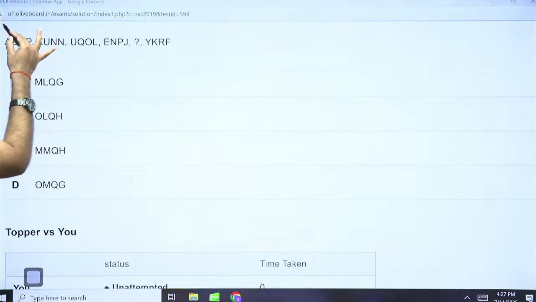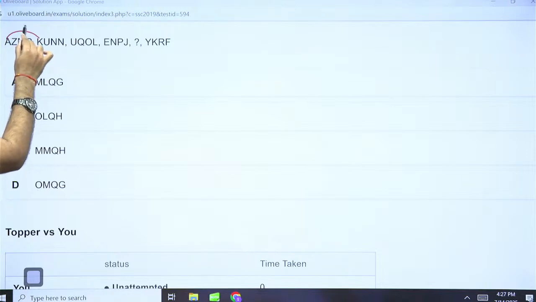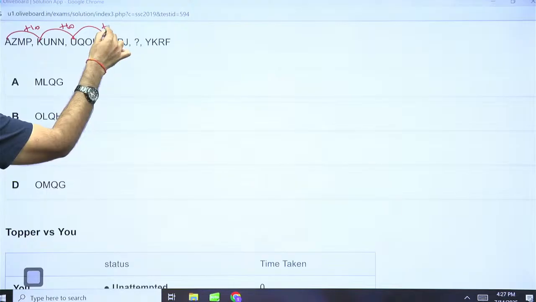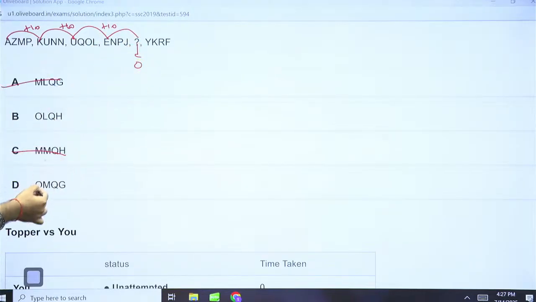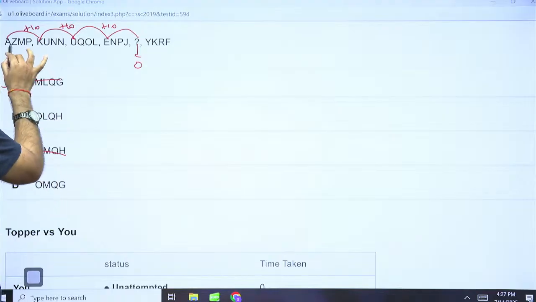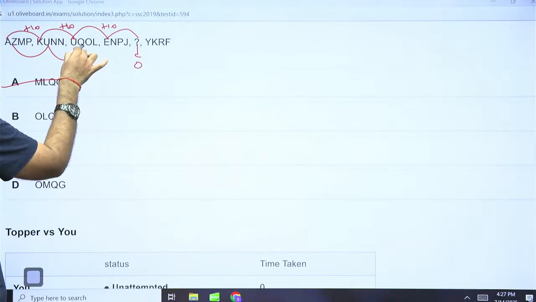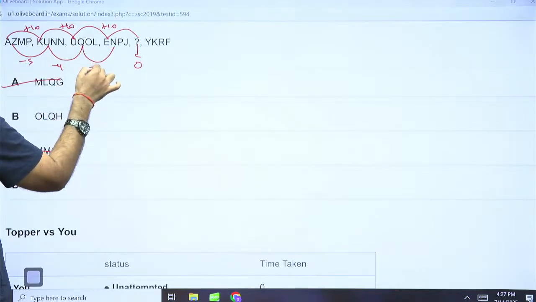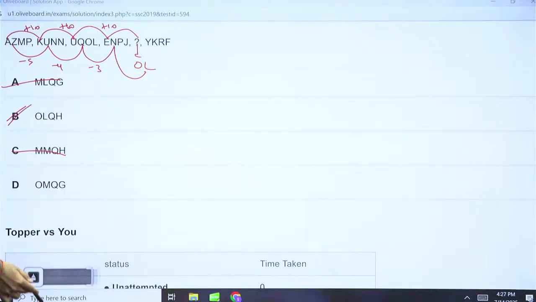So this is 1. Okay. 1, 11. So plus 10. 11, 21 plus 10. 21, 31 plus 10. 5 plus 10 is 15. So we'll start with O. This is gone. This is gone. Okay. And Z 26, 21 minus 5, 17 minus 4, 14 minus 3, 14 minus 2 is 12. So L. OL, option B is the right answer.